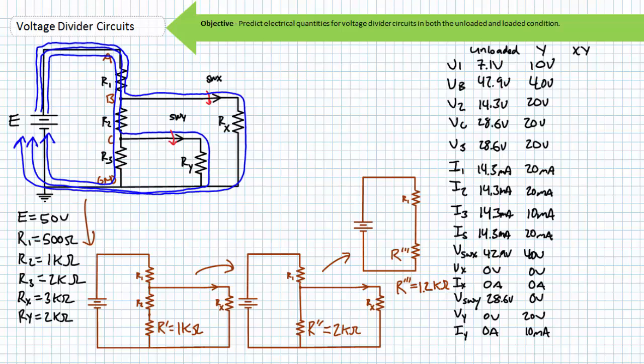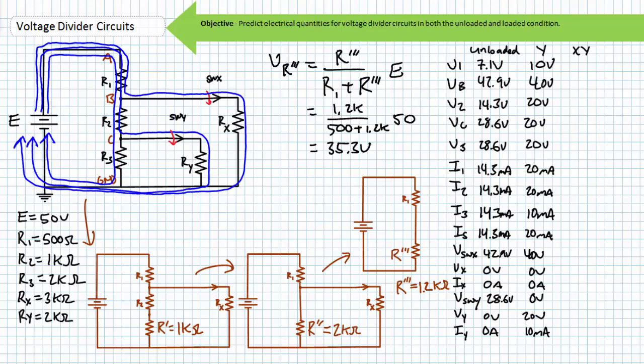R triple prime is in series with a 500 ohm R1. We can now apply the voltage divider rule to solve for VR triple prime. The VDR setup to solve for VR triple prime is as follows. Substituting the necessary values, we find VR triple prime to be approximately 35.3 volts.